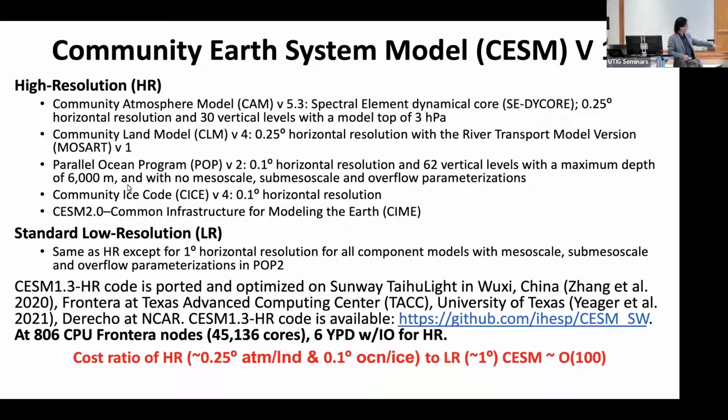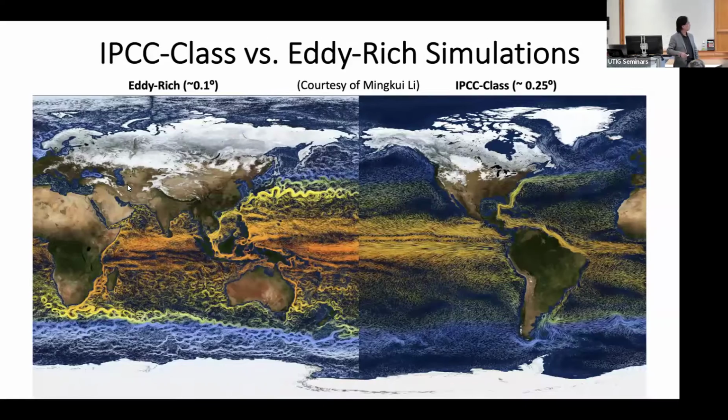So on Frontera, we typically use 800 CPU nodes, and we can run 6 years in a day with all the high frequency I/O. So it's a reasonably comfortable setting, and we can run quite large simulations. So just to give you the cost ratio between the high res and the low res version of the CSM model, it's about a factor of 100. So 1 year of high resolution simulation is about 100 years of low resolution simulation, right? So that's the ratio we're talking about. And that's the reason why the computing resource is very, very important.